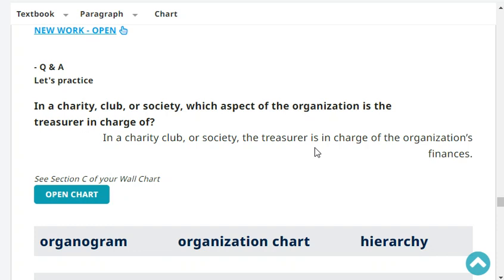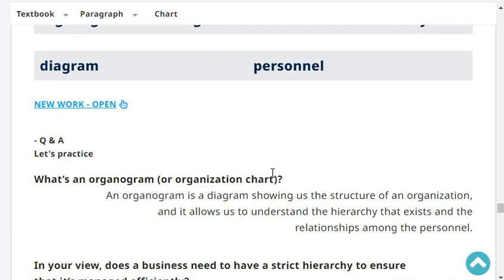Okay. In a charity, club, or society, which aspect of the organization is the treasurer in charge of? In a charity, club, or society, the treasurer is in charge of the organization's finances. Very good.